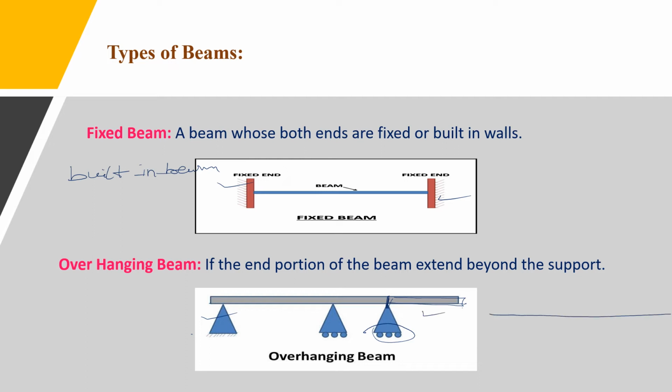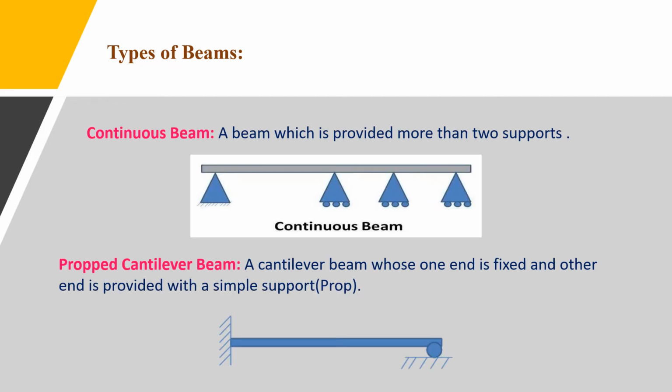Suppose this is a beam, one support is provided here and another support is provided here, meaning this is the overhanging portion and this is also an overhanging portion. In this figure you can see both sides of the beam overhang. So this type of beam is generally called an overhanging beam.